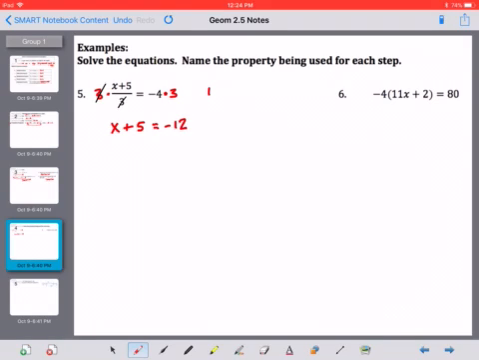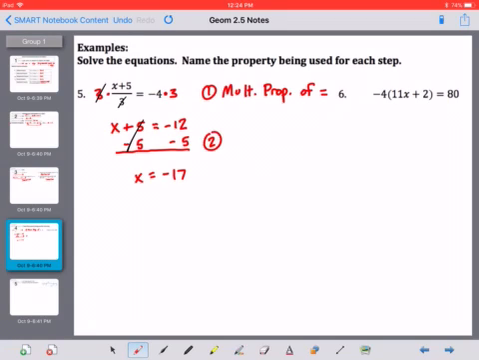Well, we can do that with that multiplication property of equality. So I'm going to abbreviate that a little bit. All right, so now we're left with x + 5 = -12. Well, we're trying to get x by itself, so we have to subtract 5 from both sides. So these will cancel. We end up with x = -17. Well, why can we subtract 5 from both sides? Step 2, we use the subtraction property of equality.